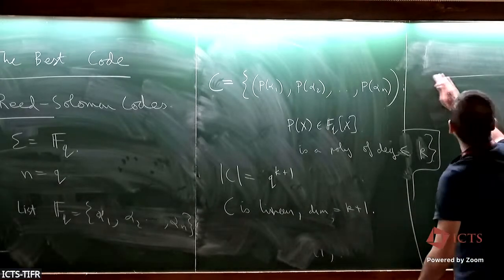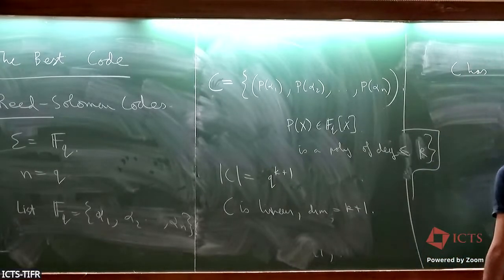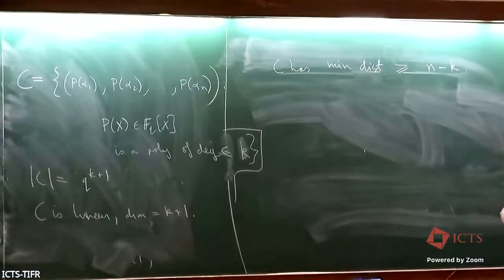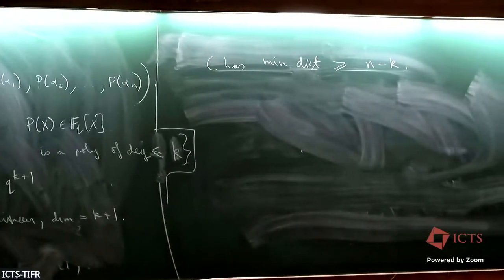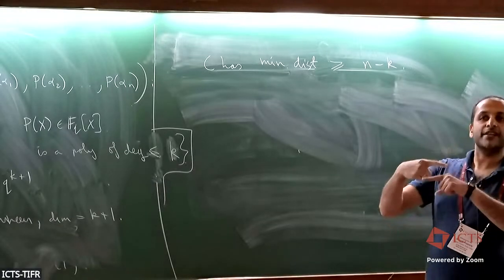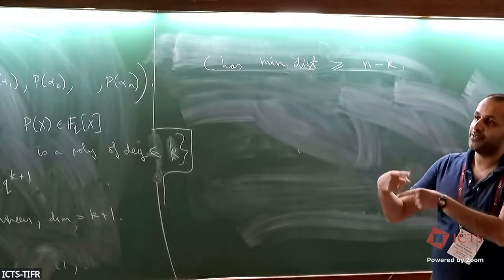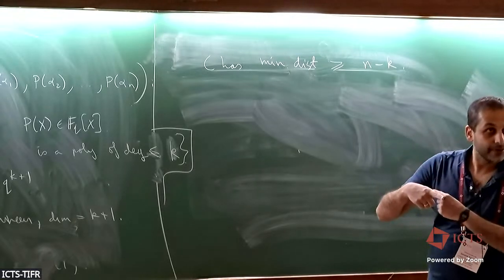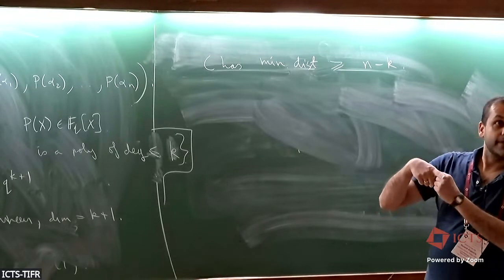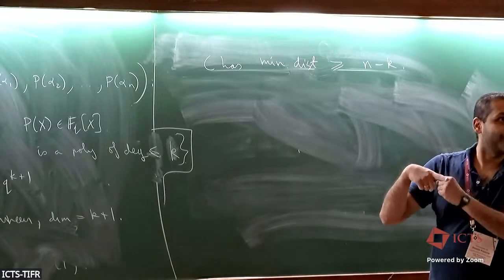This code C has minimum distance at least n minus k. Why? If you have two polynomials of degree k, how many values can they agree on? If they agree on some number of values, then their difference is 0 at that same number of values. The difference is a non-zero polynomial. Therefore, a non-zero polynomial cannot have more zeros than its degree.